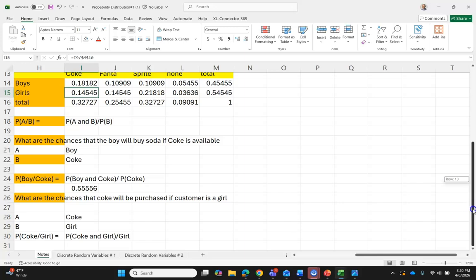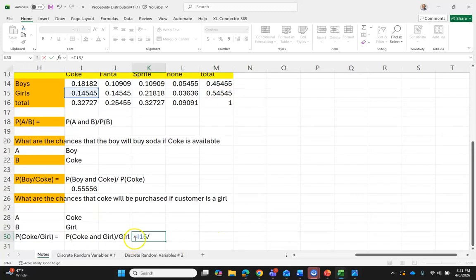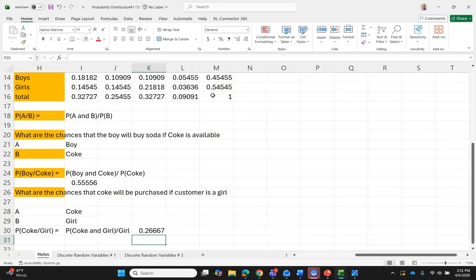So in this case, let's just do it here. Okay, here, put an equal sign. We are going to click on the probability of Coke and girl, that one, divided by the condition, which is the girl. So we're going to look at the probability of a girl, that one here. If you enter, you can see it is 0.2667.